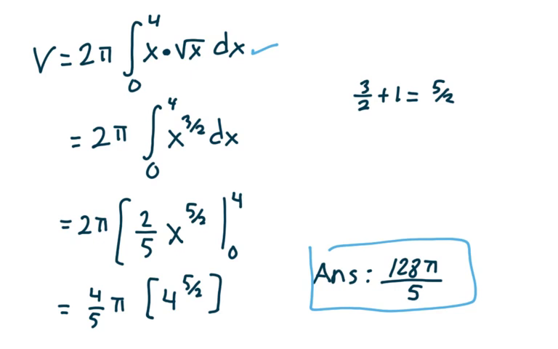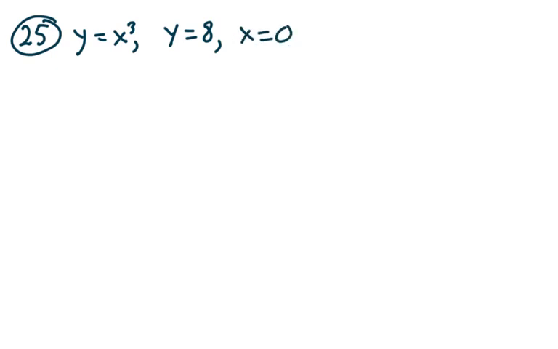If we take a look at problem number 25. Now, suppose we have y equals x cubed, and we have y equals 8, x equals 0. And now what we want to do is rotate about a funny axis. In other words, we're going to rotate about x equals 3.